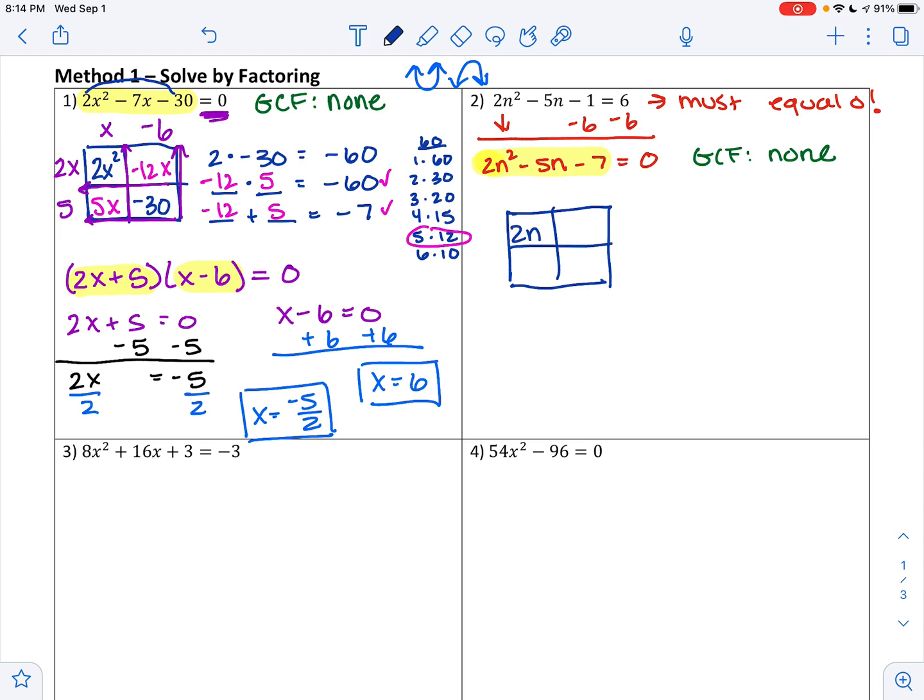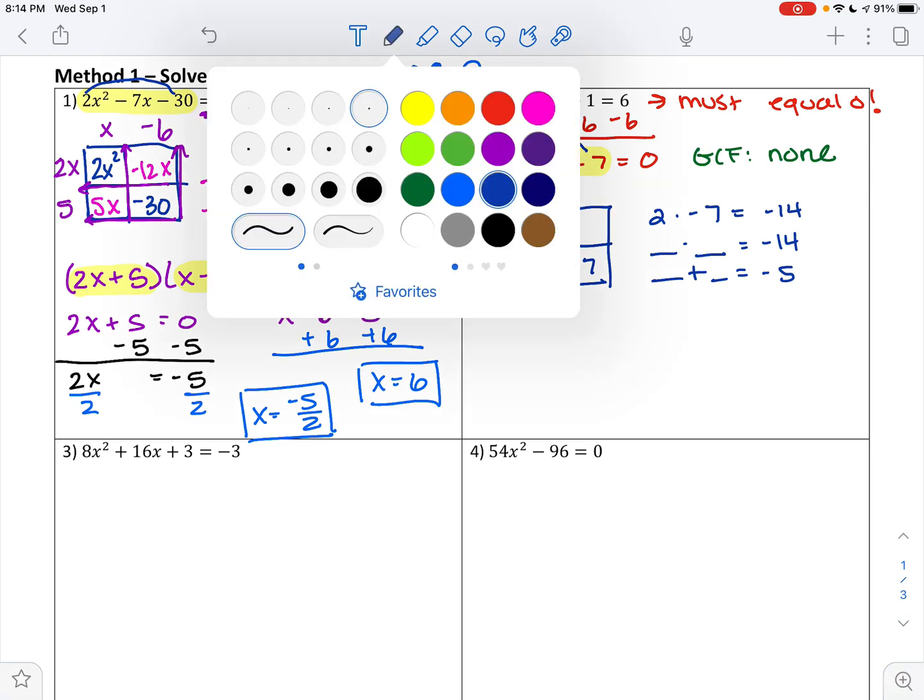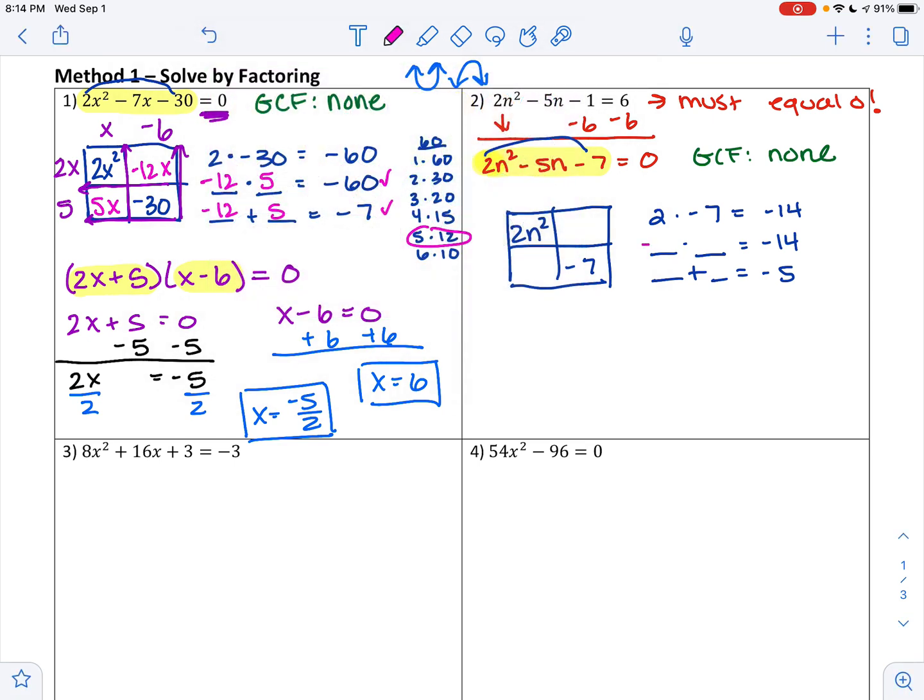First term goes in the first box, last term goes in the last box. You always want to multiply your first number by your last number. 2 times negative 7 is negative 14. So we are looking for factors of negative 14 that add to negative 5. Those two numbers are negative 7 and positive 2. Negative 7 times 2 is negative 14, and negative 7 plus 2 is negative 5. These are the numbers that go in the empty spaces of the area model.